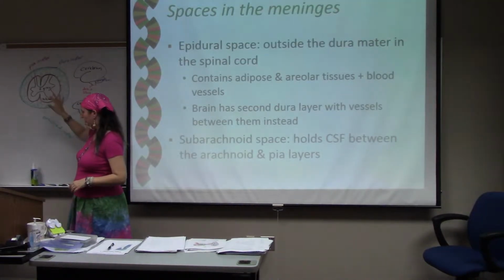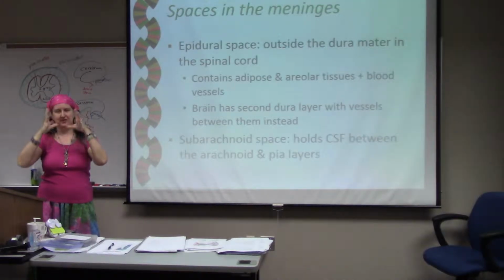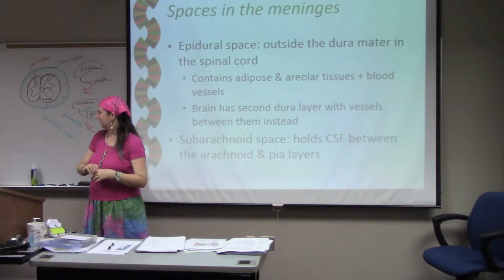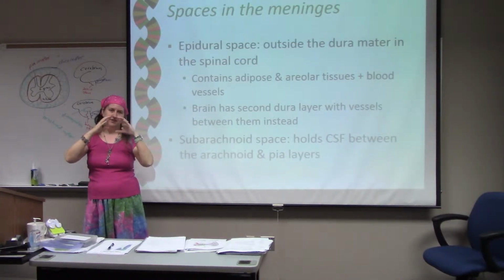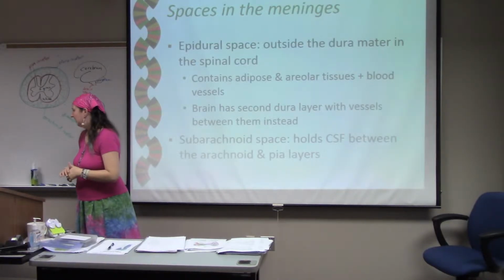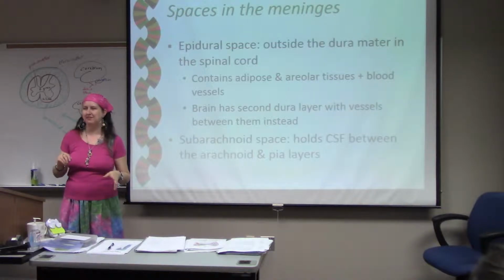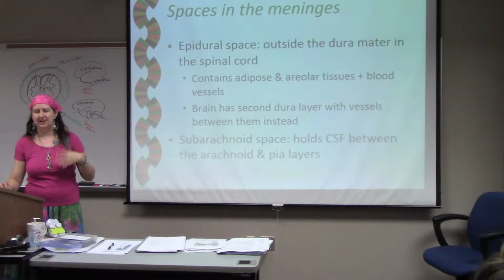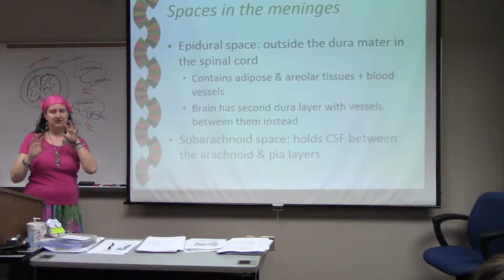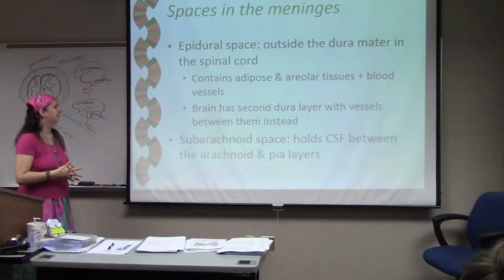In the spinal cord, there's an epidural space outside the dura mater, so epi, on or outside. So it's between the dura mater and the vertebrae. It contains adipose and areolar tissues and blood vessels, so it's kind of like the subcutaneous layer of the skin, where it connects the dura mater to the bones, but also provides additional padding.